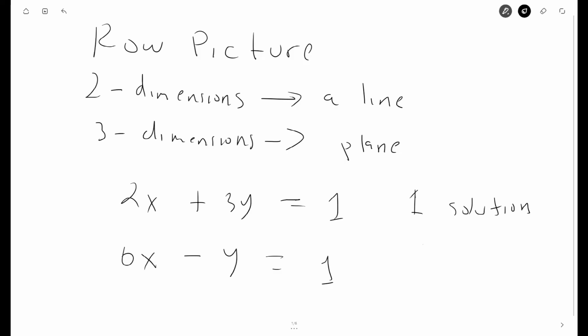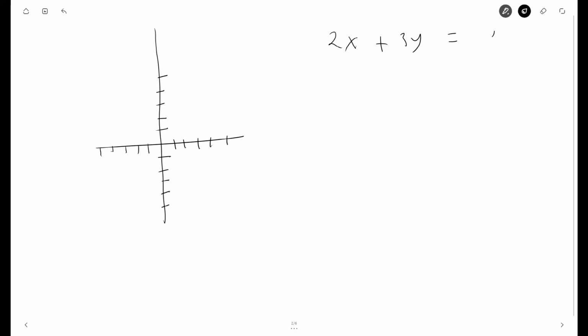So that means that we're gonna do it as follows. Okay, so we're gonna find a solution. So visualizing it, the system is 2x plus 3y equals 1, and then 6x minus y equals 1. I know the solution is going to be x equals 1/5 and y equals 1/5.